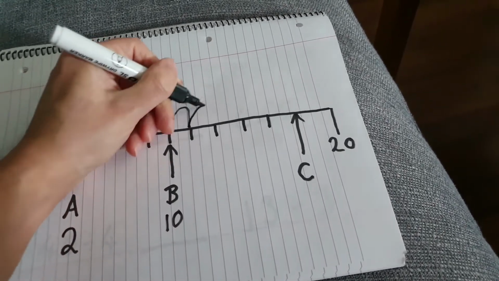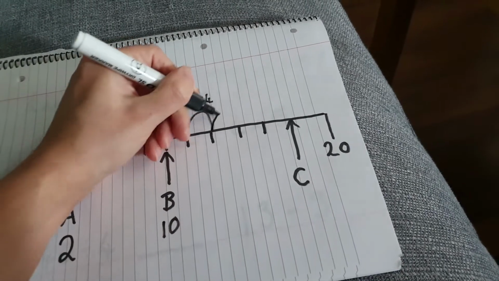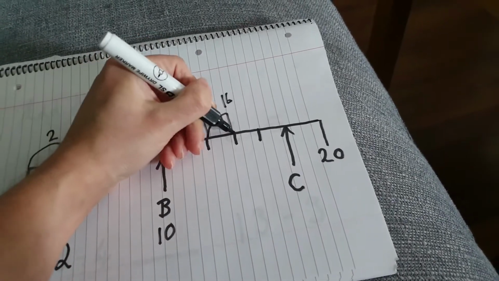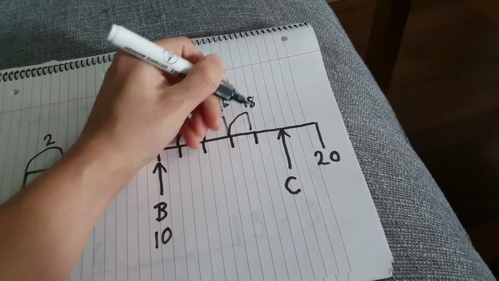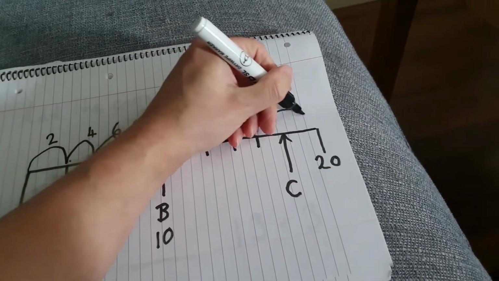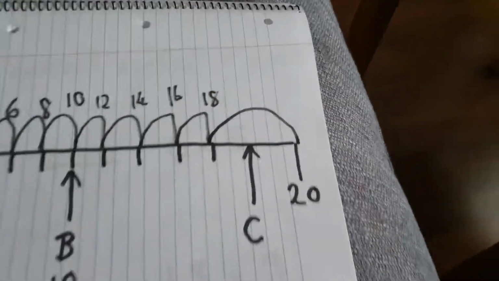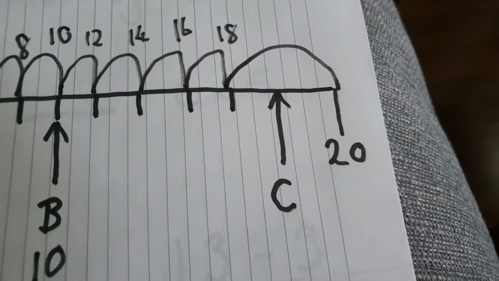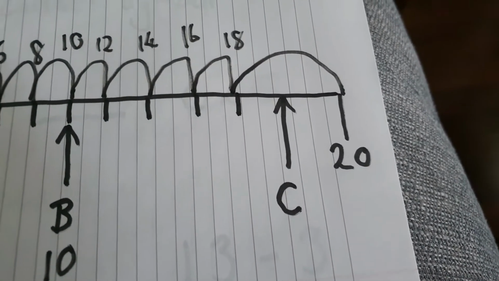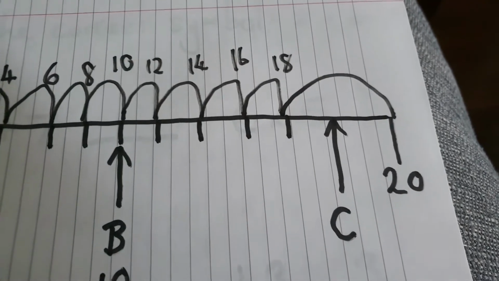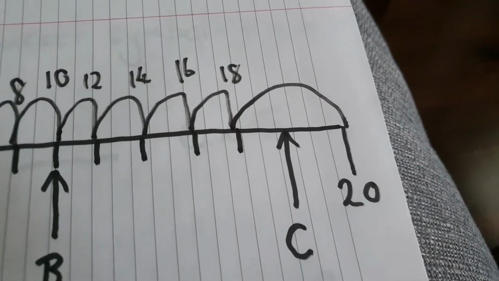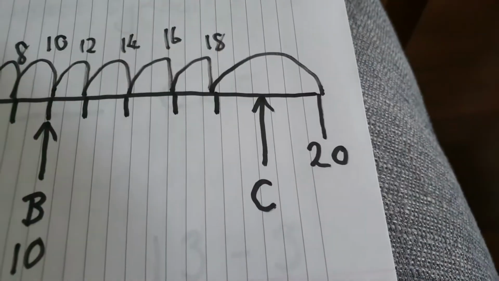12, 14, 16, 18, and 20. Okay, so here's my problem. There isn't a line where C is. I know that whatever number it is, it's bigger than 18 and smaller than 20.